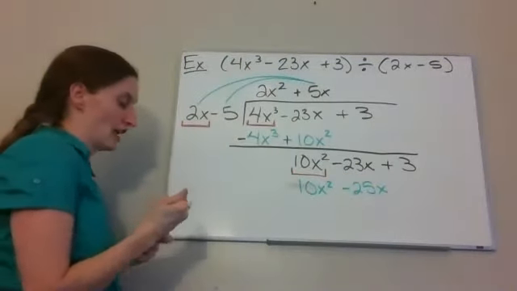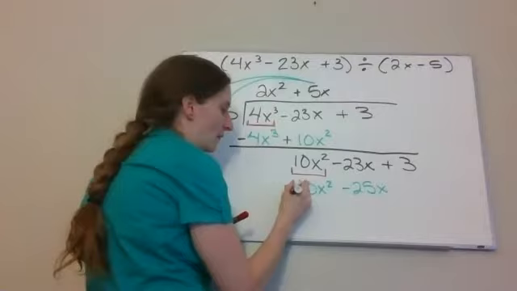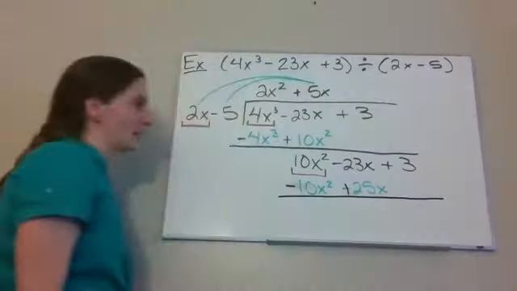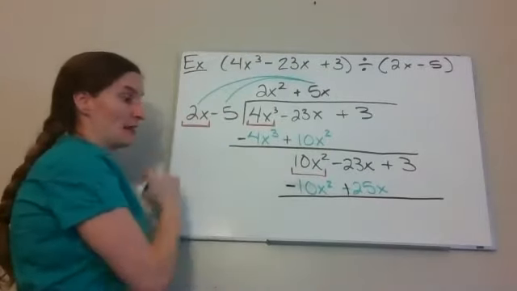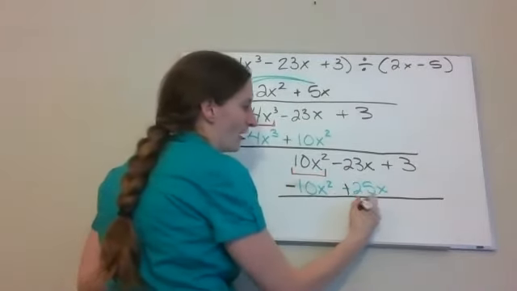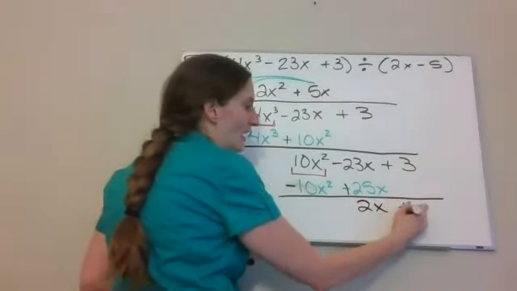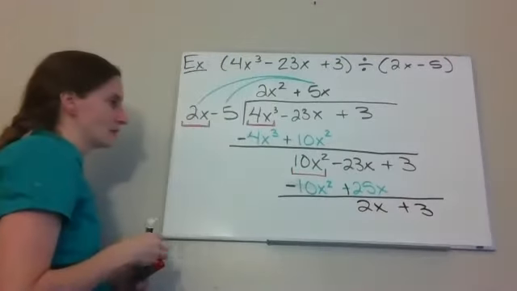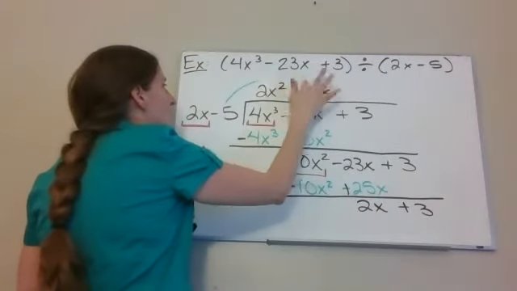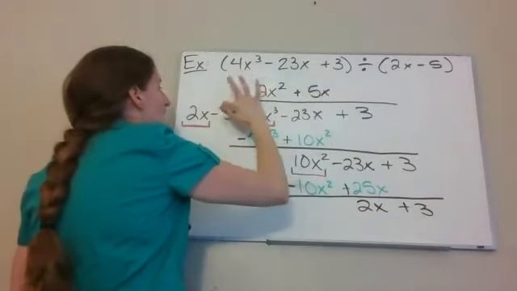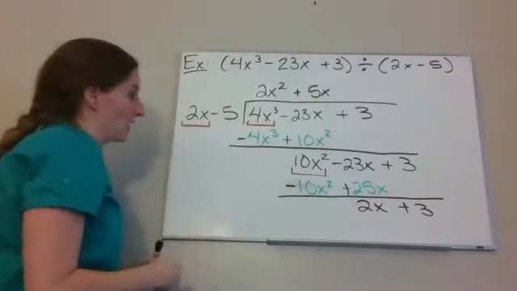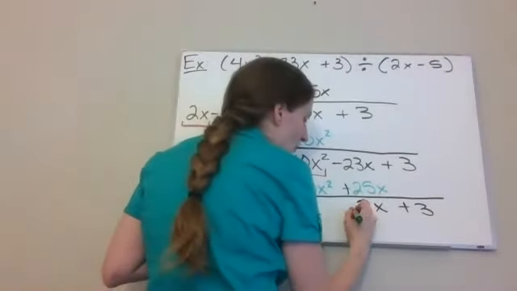And now we have to change all of our signs. So this one becomes negative, that one becomes positive, and add the two lines together. My 10x squared and my negative 10x squared go away. Negative 23x plus 25x is 2x, and I still have a plus 3. And now we keep on doing this procedure. You keep doing this procedure until you have a lower power of x over here than the thing you're dividing by. So right now my powers are the same, so I can do this one more time.